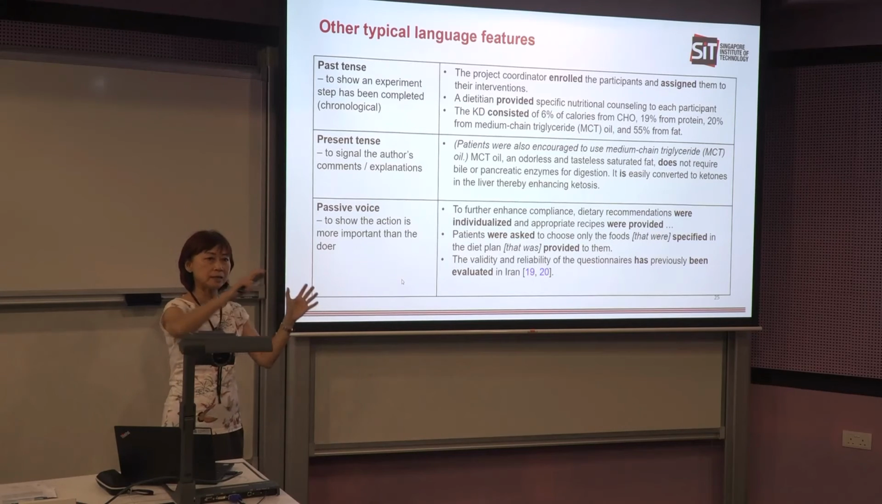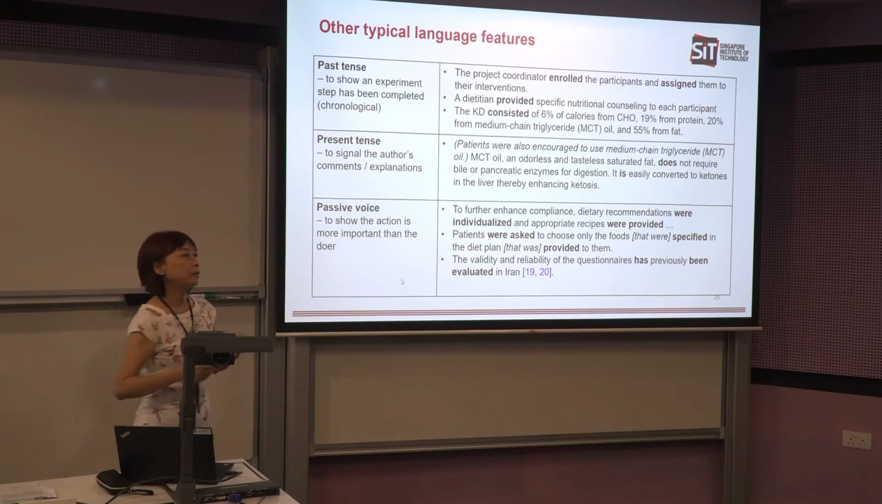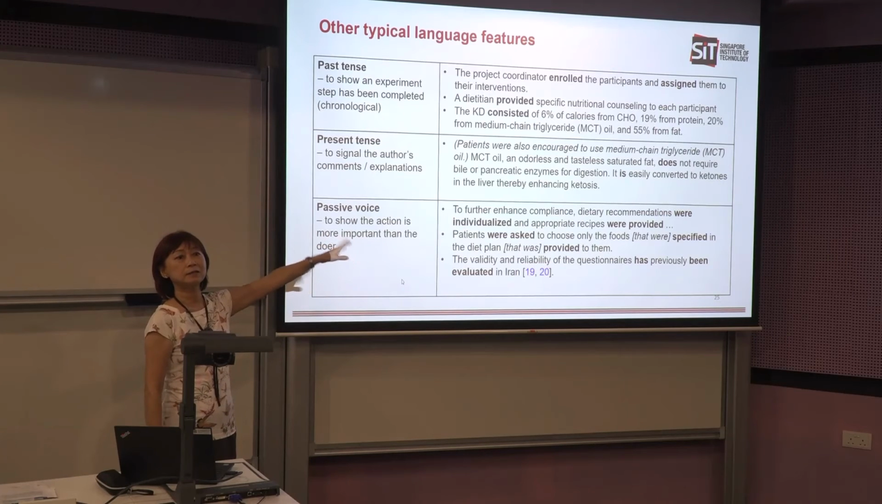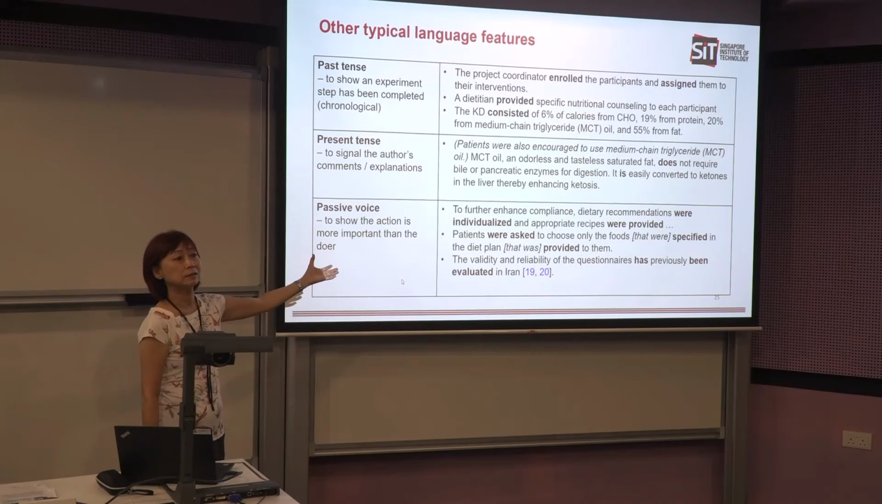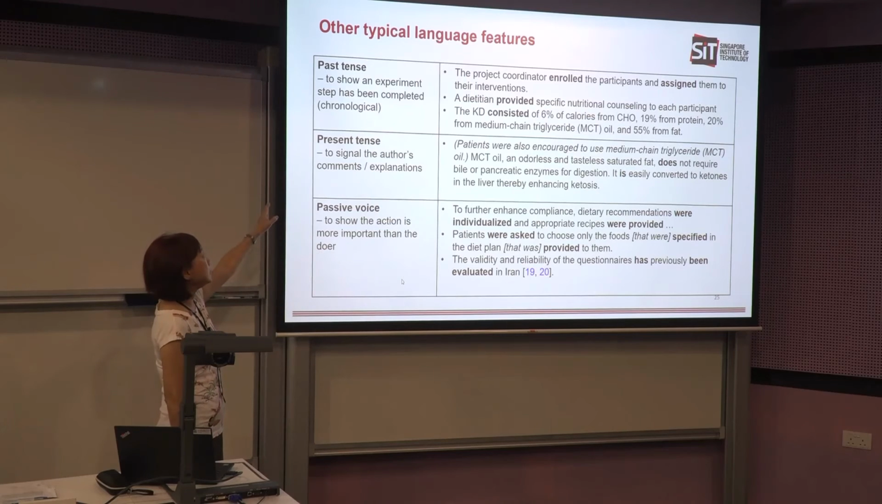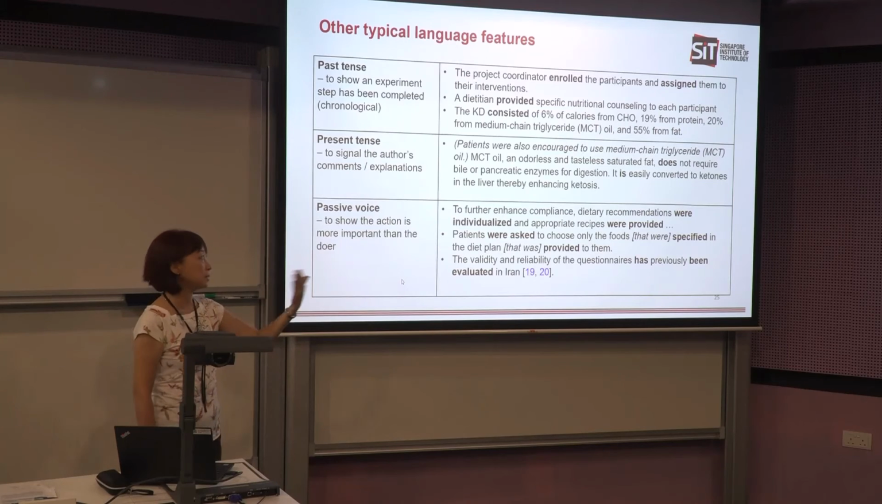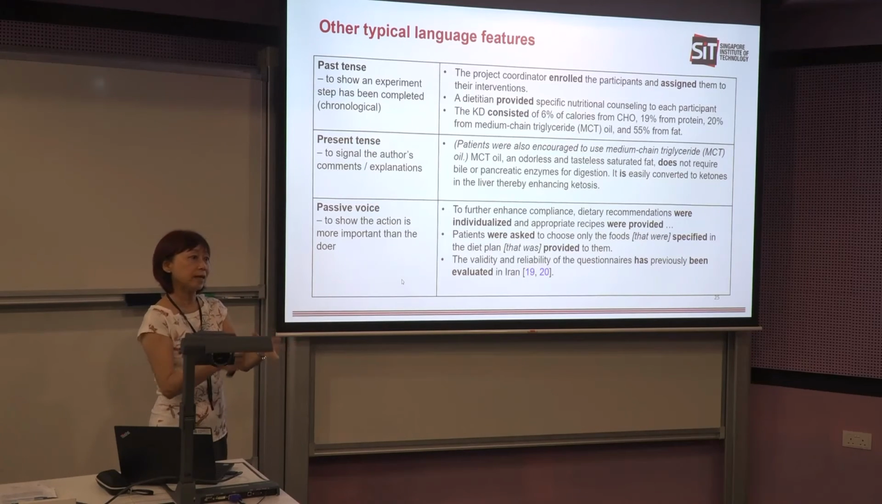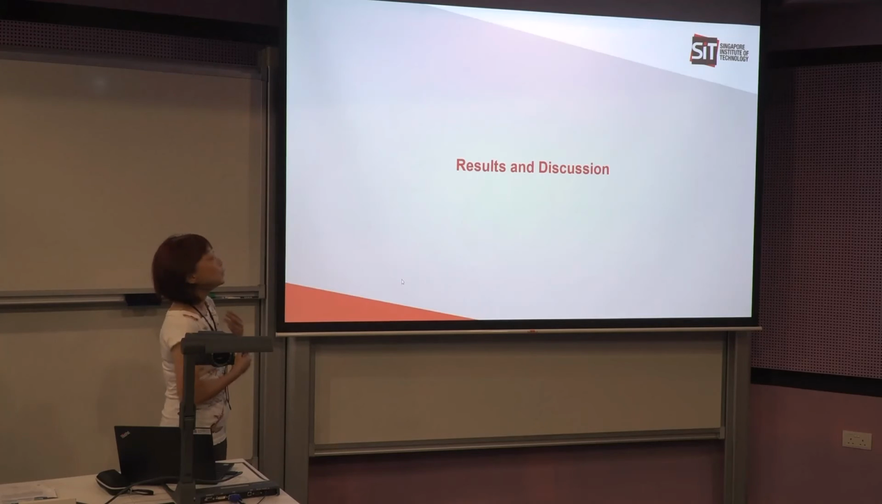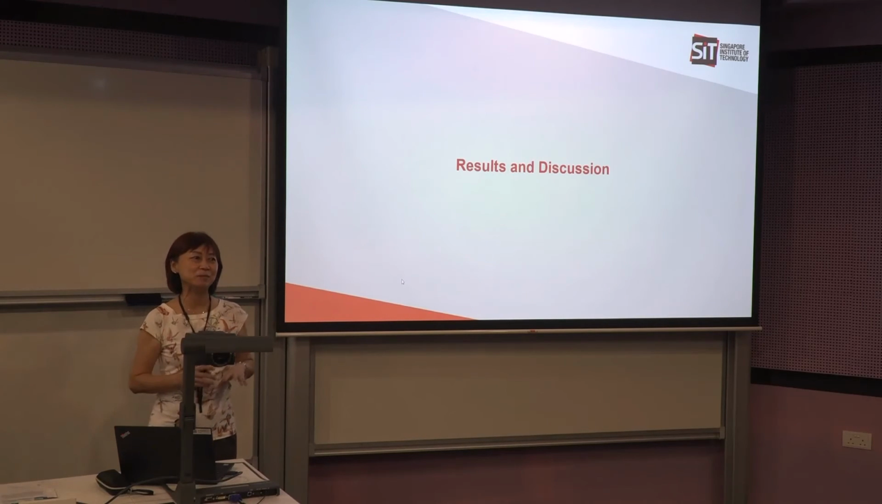So from the past tense, it's shifted to the present tense because this is a fact. This fact about this oil does not change, right? So the present tense here signals the author's explanation of why they use this particular oil. Yeah, and then you also have passive voice, which, as I said, tells you about the action more than the doer. Okay, so the action is more important than the doer. Yeah. So I hope that helps with the explaining voice stance.